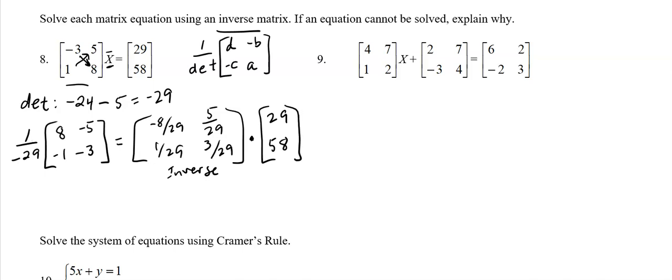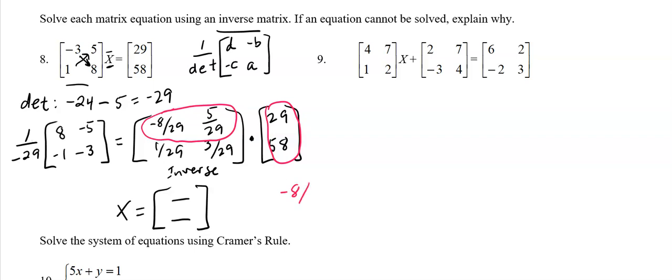So now we just have to remember how to do matrix multiplication. This is a 2 by 2, this is a 2 by 1, so I'm going to end up with a 2 by 1 answer for x, 2 rows with 1 column. Remember, matrix multiplication is always row of the left times column of the right. And obviously we just have 1 column, so that's pretty easy. So I just match up the elements. I'm going to write it out and then I'll erase it.